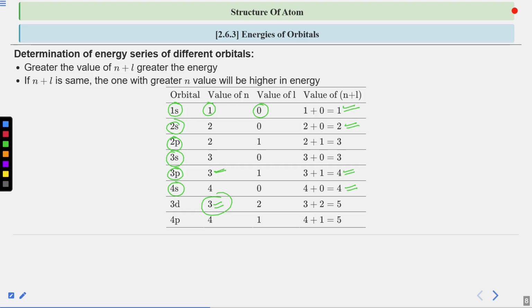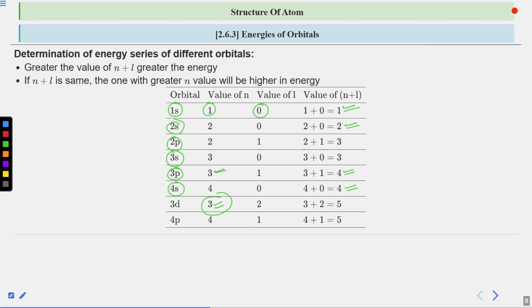The order which you are seeing for the multi-electron system came from this way of determining the energy. Remember, students, that the n plus L rule is not true for hydrogen-like species. We have already seen how a hydrogen-like species behaves, so do not apply this to them. It is only applied to the multi-electron system. It is very simple to find the value of L: for the s orbital it is 0, for the p orbital it is 1, for s again 0, for d it is 2.